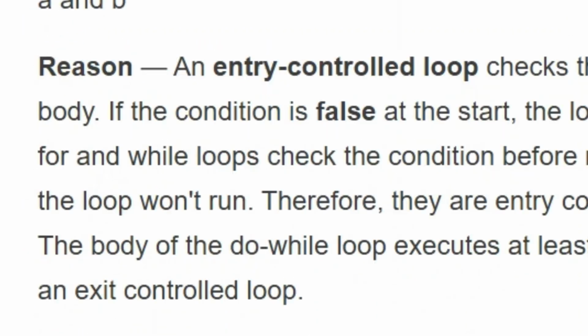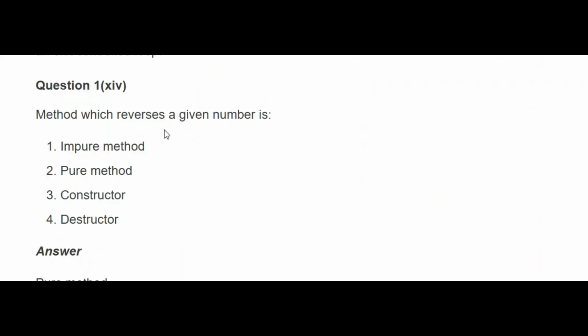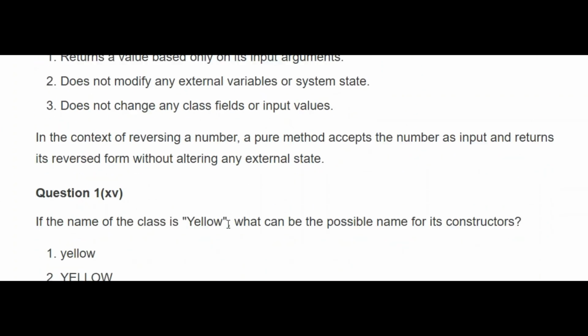Question 14. Which method reverses a given number? Impure method, pure method, constructor or destructor? Answer, pure method. Reason, a pure method in Java is a method that returns a value based only on its input arguments, does not modify any external variables or system state, and does not change any class fields or input values. In the context of reversing a number, a pure method accepts the number as input and returns its reversed form without altering any external state.